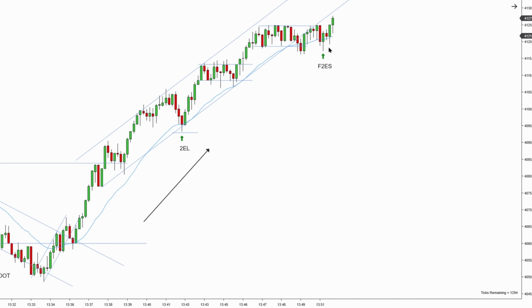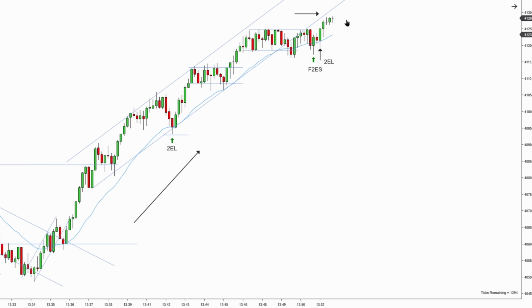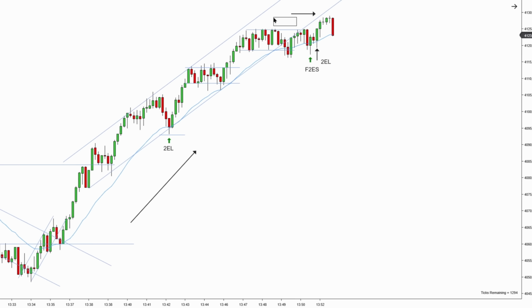And you even have second entry long, which is more aggressive because right now you're closer to making these highs. But EMA keeps holding. The structure is very strong uptrend. You know you're probably going to make the push to a new extreme. And a quick scalp was made. So I'm going to mark the new high.